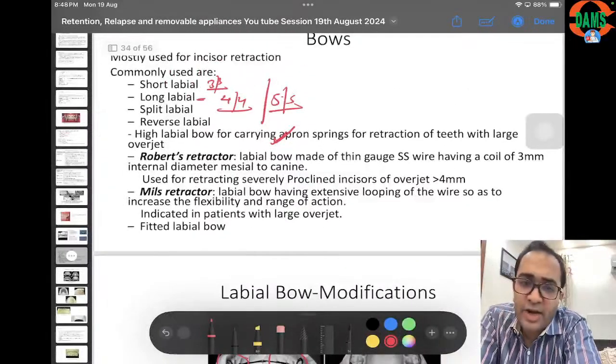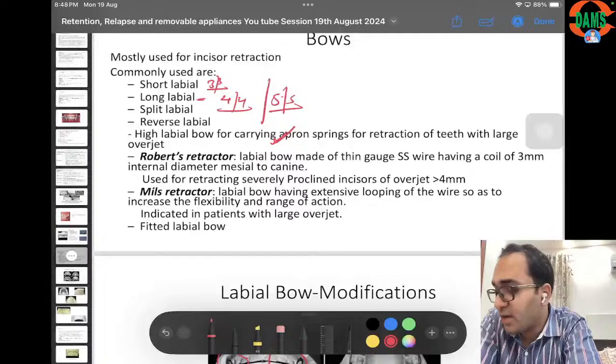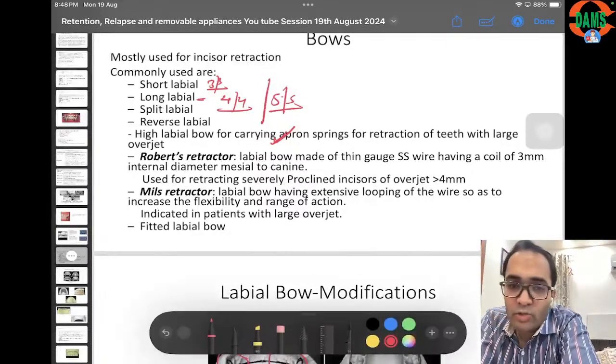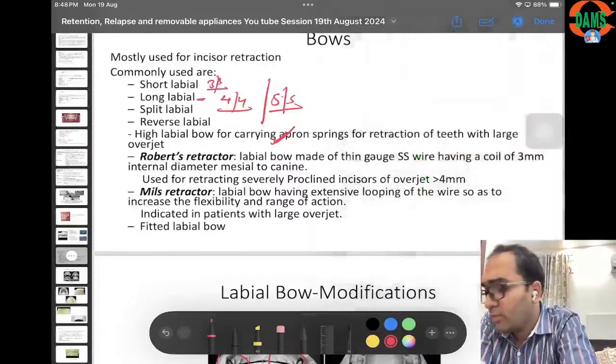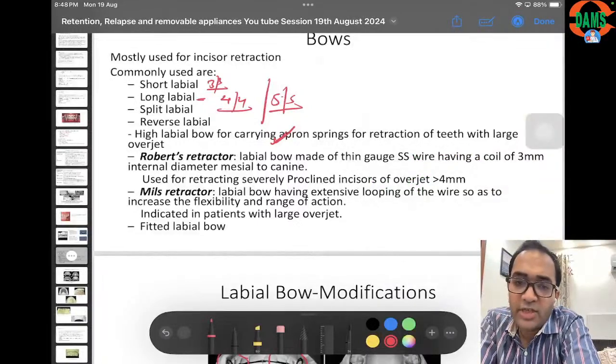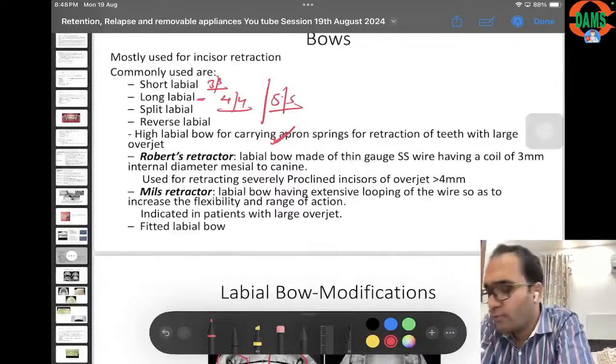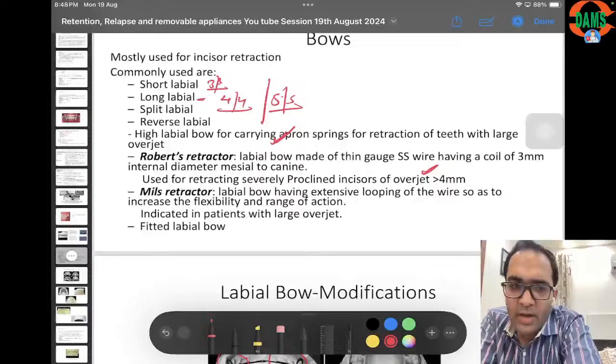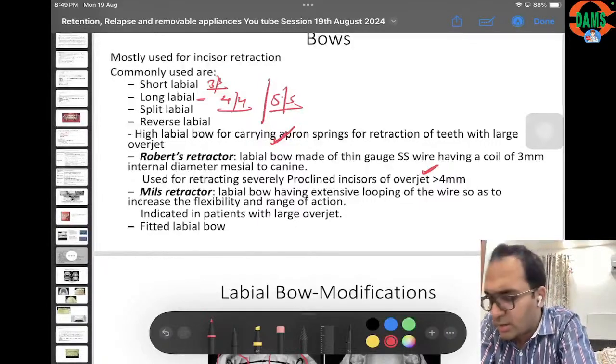Next is the Roberts retractor. It is made up of thin gauge SS wire with a coil of 3 mm diameter. So why is it used? It's used for retracting anterior teeth which are severely proclined, in cases of overjet of greater than 4 mm. Next is Mills retractor, a labial bow having extensive looping of the wire so as to increase the flexibility and range of action. It is indicated in patients with large overjet.